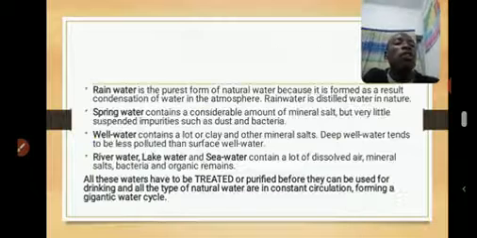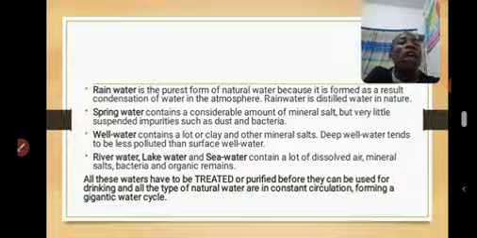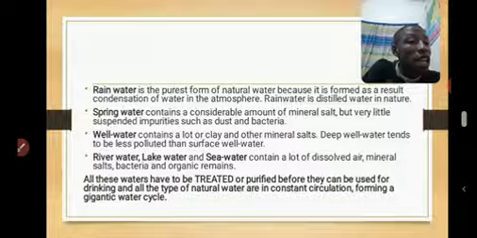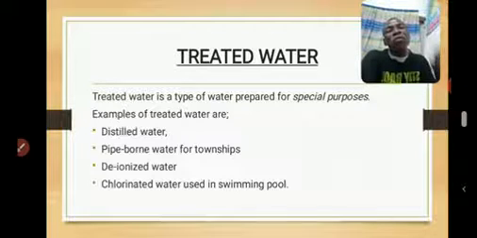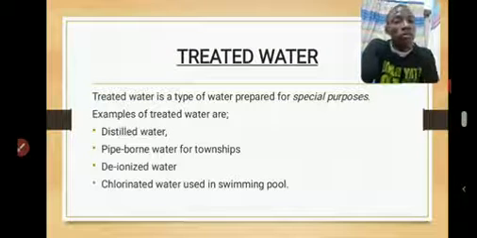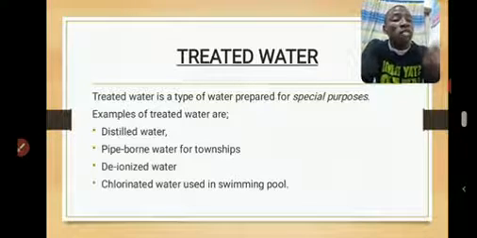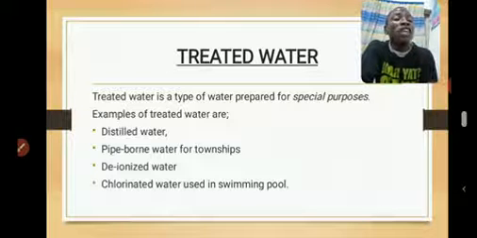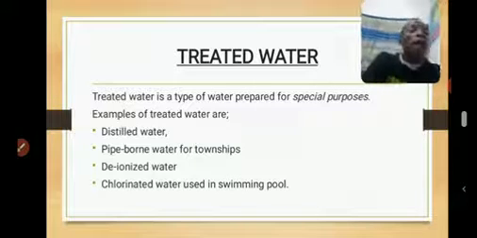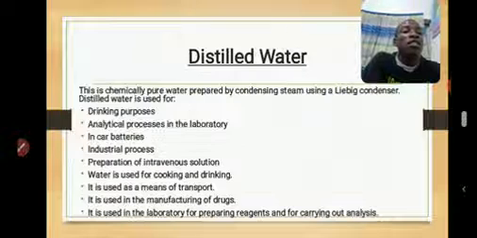Don't forget natural water. These ones are not treated. Rainwater is natural water. Spring water is natural water. Well water is natural. River, lake, and sea water, they are also natural. They are not treated. They are natural. But treated water, they are water that you specially prepared for a particular purpose. Like the sea water is used in the laboratory. Pipe-borne water is used mainly for drinking. So the requirement will be different from the one you use in the lab. So chlorinated water is used in swimming pool, while deionized water is also used in the laboratory or for preparing drugs. So this treated water are for special purposes. Don't forget that.